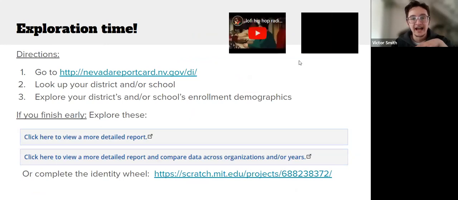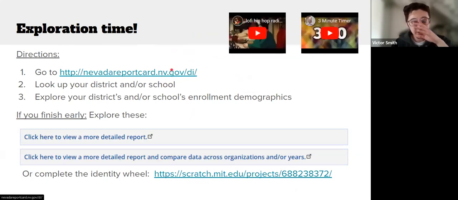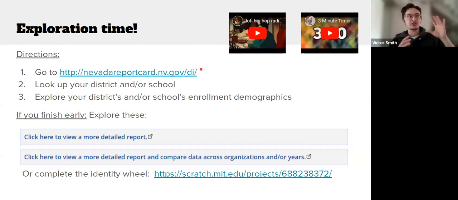You can also look at how it changes over years to see if the demographics in your school, if you have any emergent enrollments or any enrollments of groups that are not as present at your school anymore, I guess. I don't know how I would phrase that. Cool.